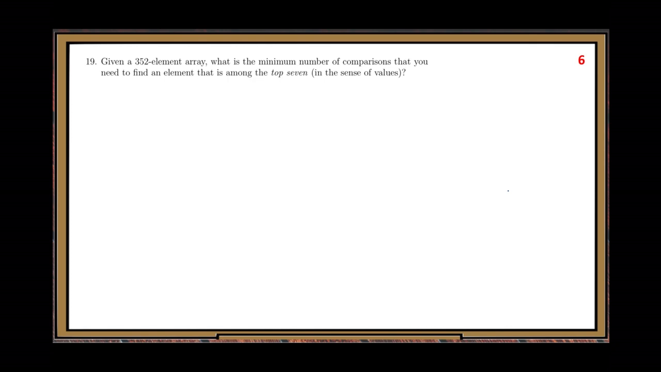Our goal is to find an element that is among the top 7. And for this question, the main idea or method we want to use is the elimination method. The question is how to apply this method to solve the problem. That's the most important part.